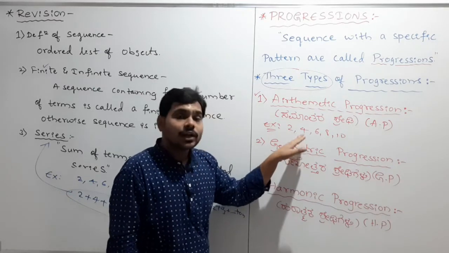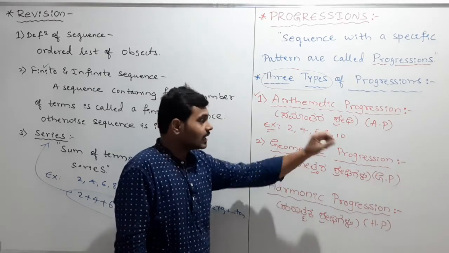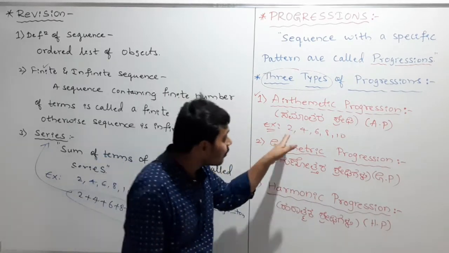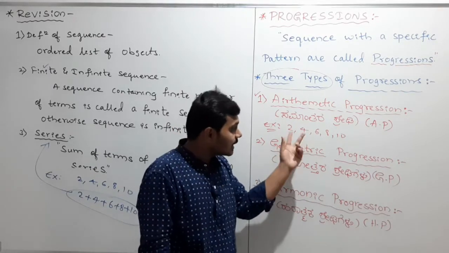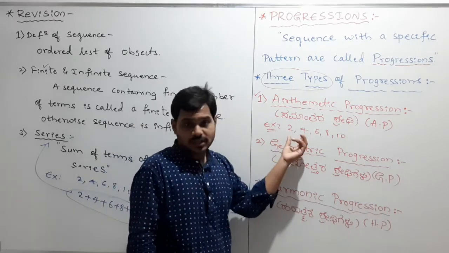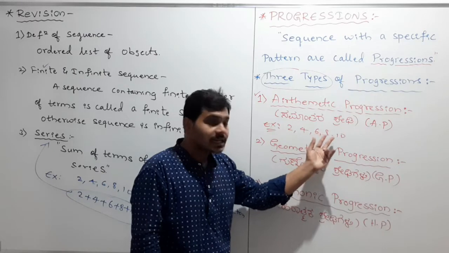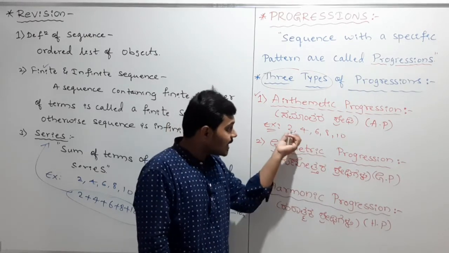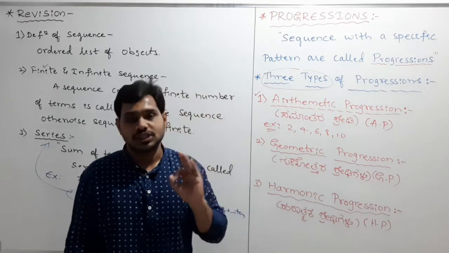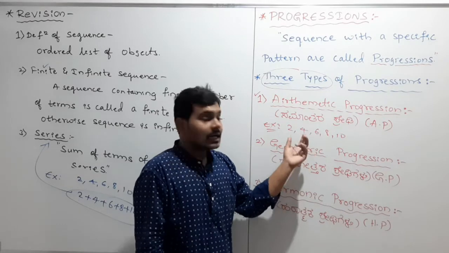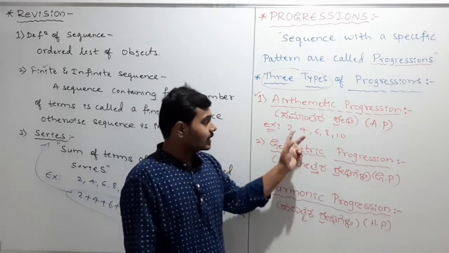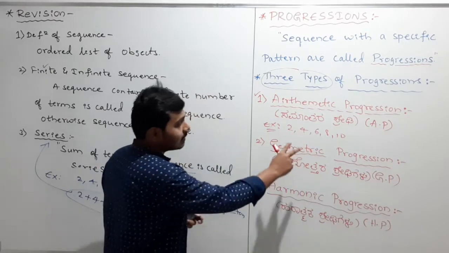In this sequence you can observe the difference between two consecutive numbers. If you take any two consecutive numbers, one after the other, and take the difference of any two consecutive terms, then the difference should be constant.